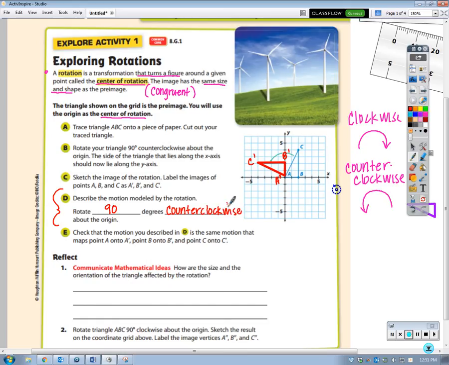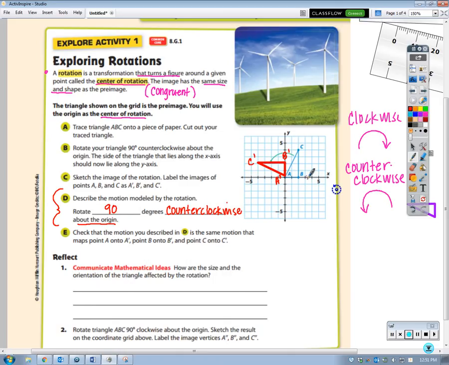Or about the origin. So you need to have the degrees, the direction, and the center of rotation when you describe rotation. Again, degrees, direction, and identifying the center of rotation. Okay?